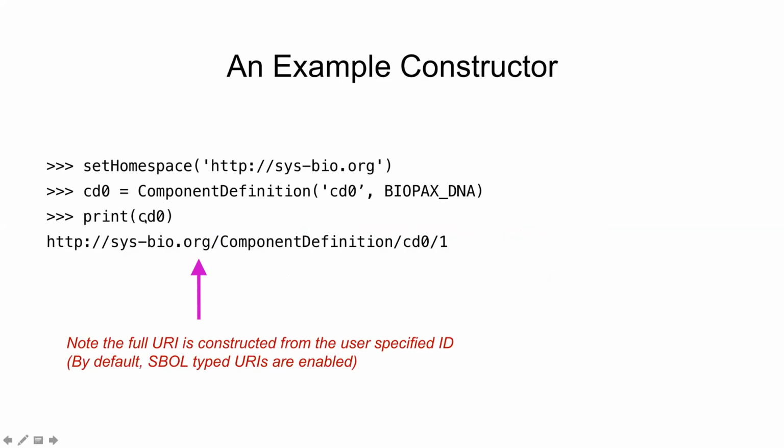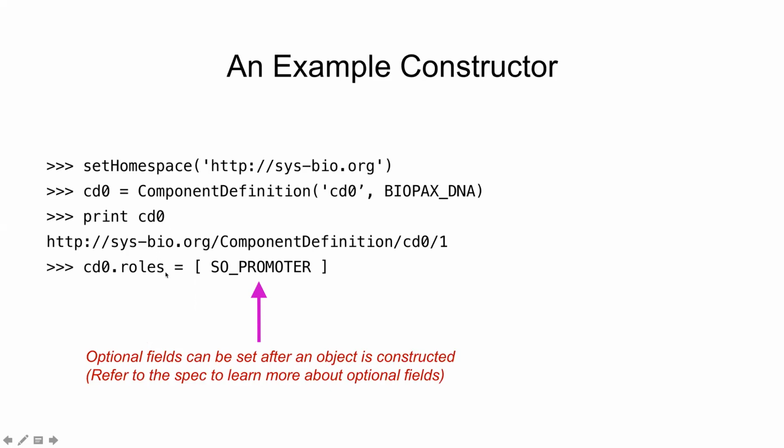So now if I just say print cd0, that will give you the URI of the object. This is also equivalent to saying print cd0.identity. We'll see some examples of that later, but this is just a short way, if you want to inspect an object and see what its URI is, you can just print it like this. And this also shows that the full SBOL typed URI was auto-generated, and it inserts the display ID there.